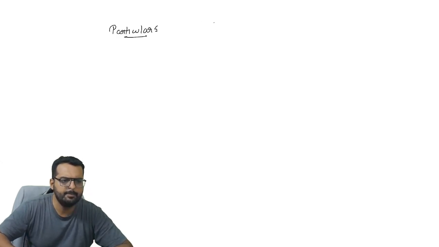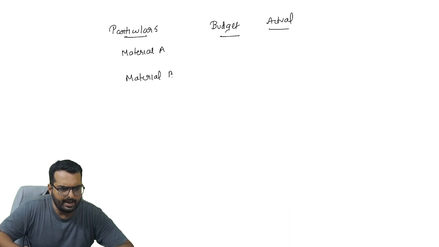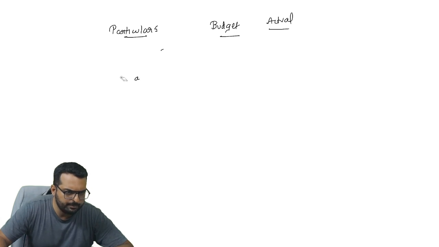Particulars, budget, actual. All right. Now suppose there are two materials. Material A is there and material B is there. So we are talking about two materials over here. Let me start with output.